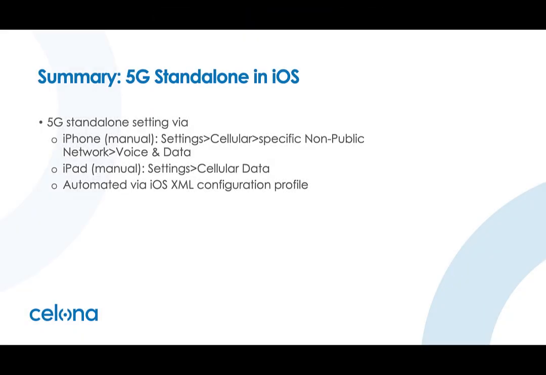In this video, we looked at 5G standalone configurations for an Apple iPhone 16 Pro and a cellular iPad Pro. For Apple iOS, we configured the 5G standalone setting via two methods. First, manually, and second, over an XML profile which can be pushed via a mobile device management system.